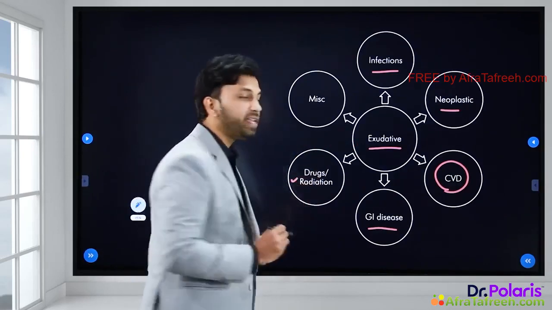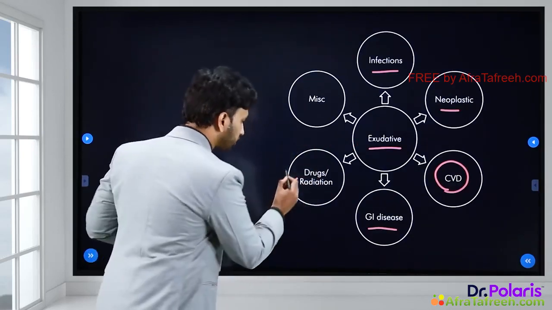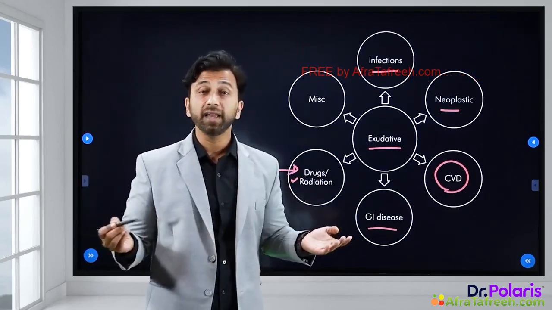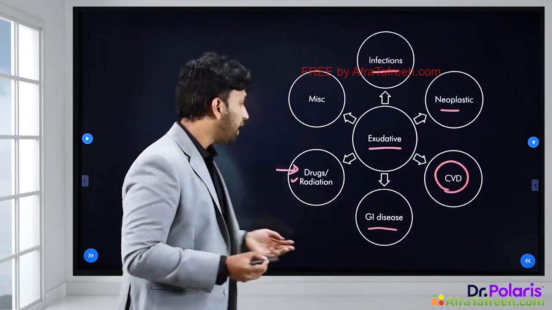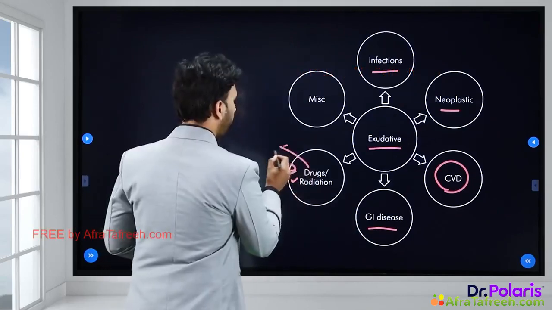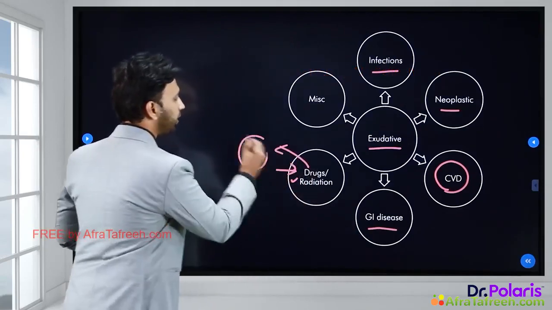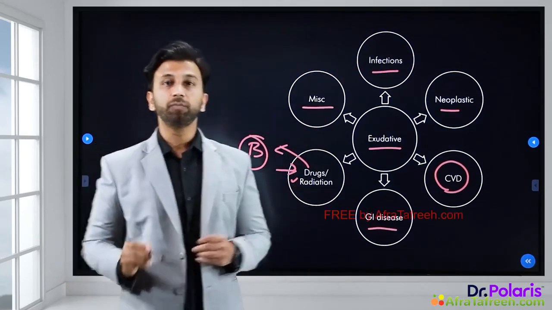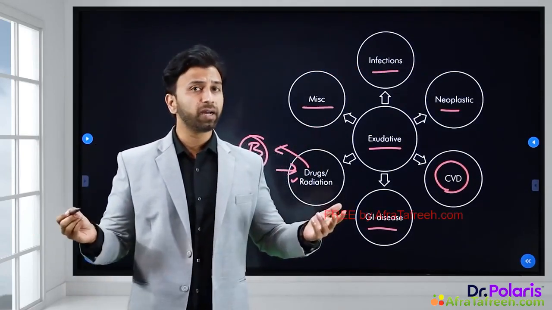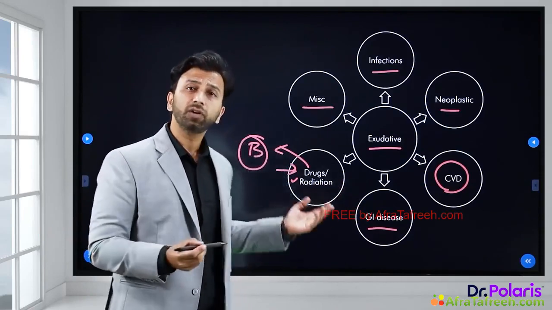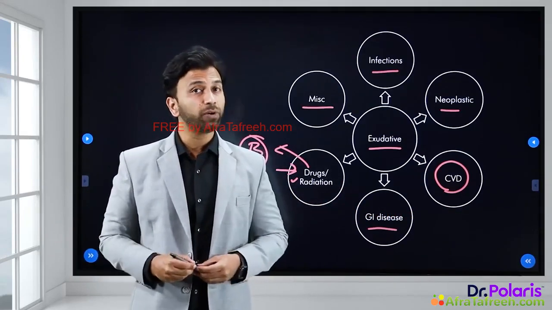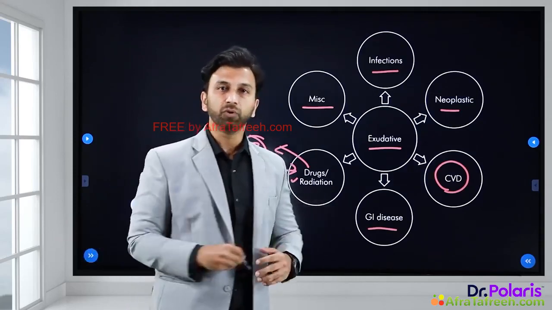And exposure to radiation or certain drugs such as nitrofurantoin, methysergide, amiodarone, and bromocriptine. Then there are miscellaneous causes of exudative pleural effusion, which can be uremia, sarcoidosis, an iatrogenic injury, or Meigs syndrome, which is a benign ovarian tumor with ascites and pleural effusion.